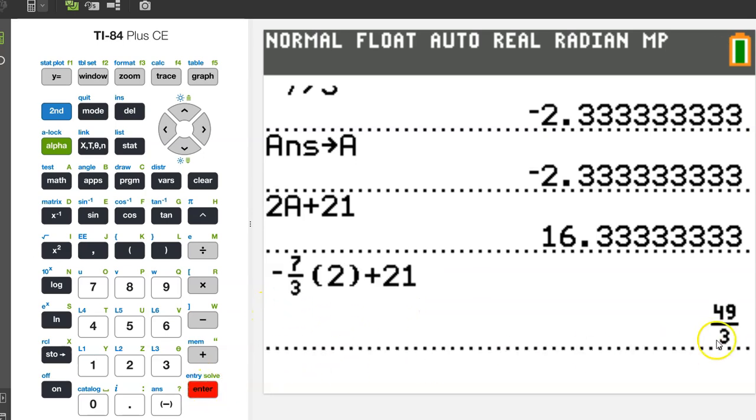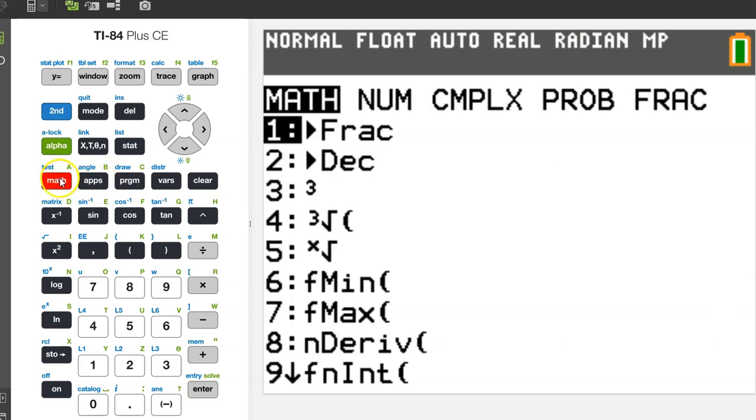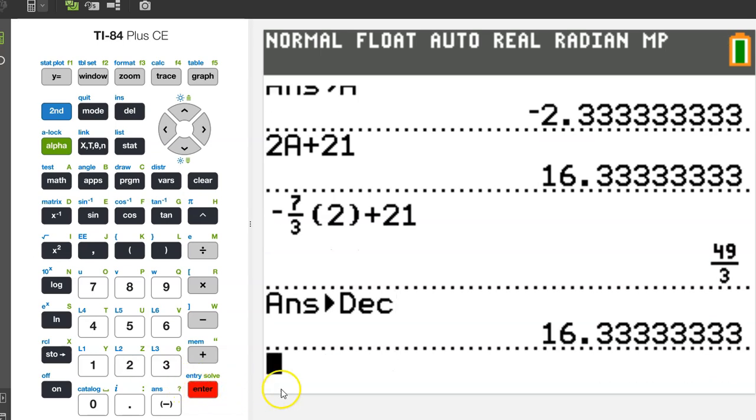Be careful. You're going to get a fraction here, but you're being asked for a decimal approximation. So if you put 49/3, you will lose a point. You have to hit Math and then choose option 2 for decimal and hit enter. And there's the 16.3333, just like we got before.